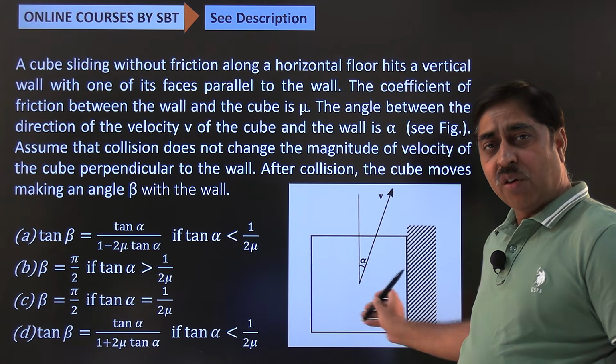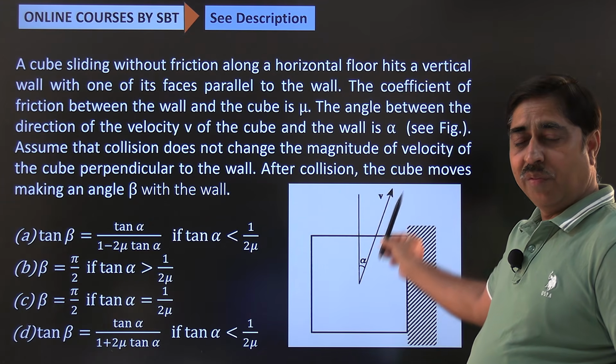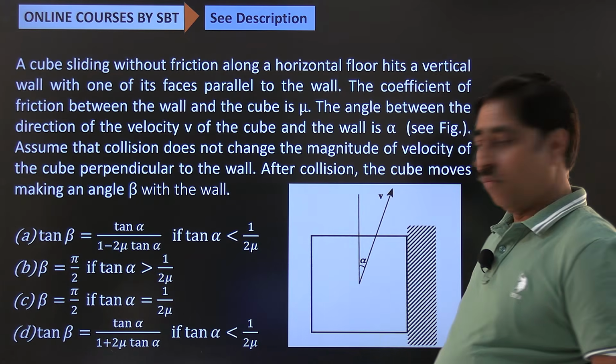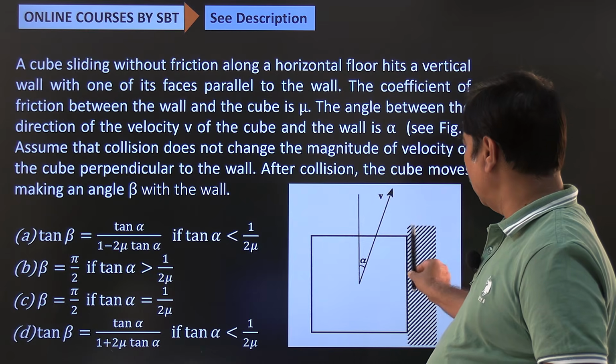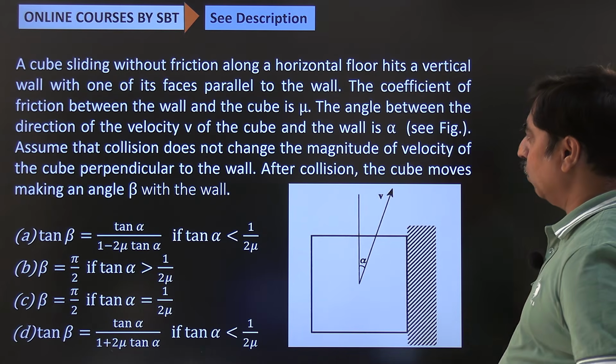At the instant of hit, the cube was traveling in this direction with a velocity v, and this direction makes an angle alpha with the wall. This is a line parallel to the wall. With this line, velocity is making an angle alpha. That is what has been shown in the diagram.